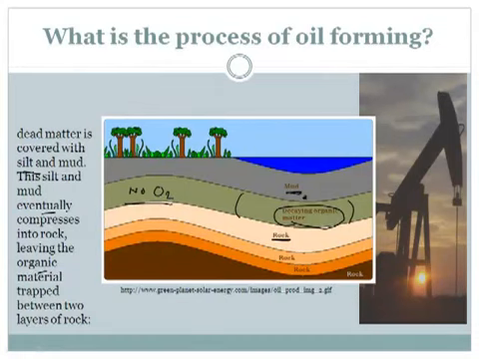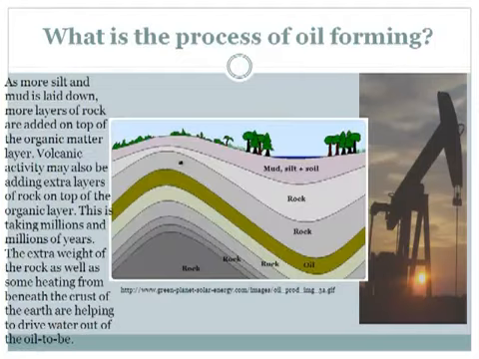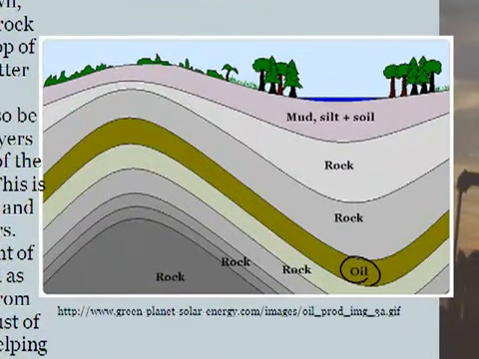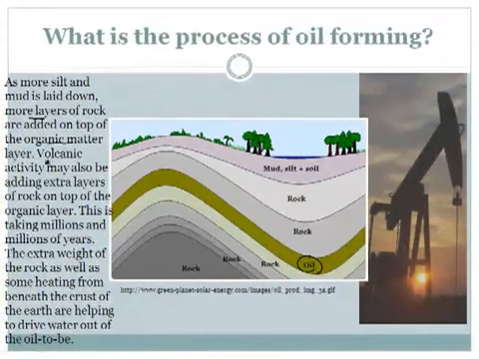Now, notice that the layers are kind of tilted, right? This orange down here, it's tilted. Again, that's going to be caused by some variety of, probably in this case, some compression from plate tectonic activity. And now here's our, now it's turned into oil down here. As more silt and mud is laid down, more layers of rock are added to the top of the organic matter. Possibly some volcanic activity may also be adding extra layers of rock on top of the organic matter.